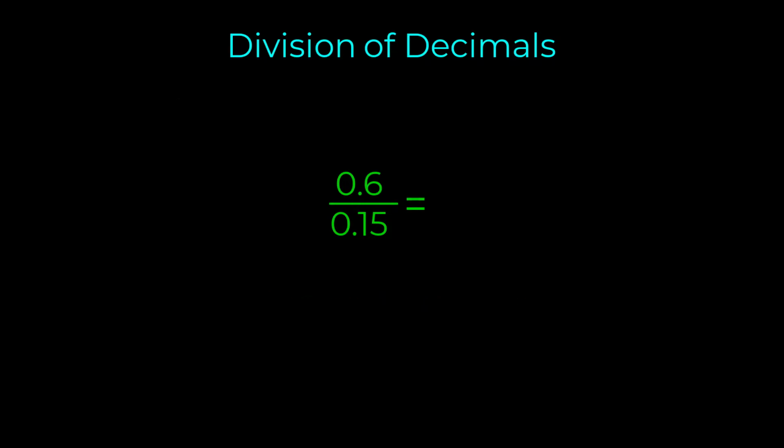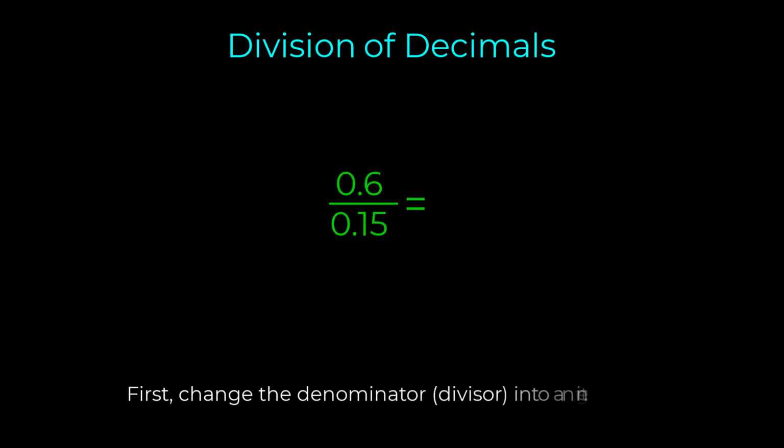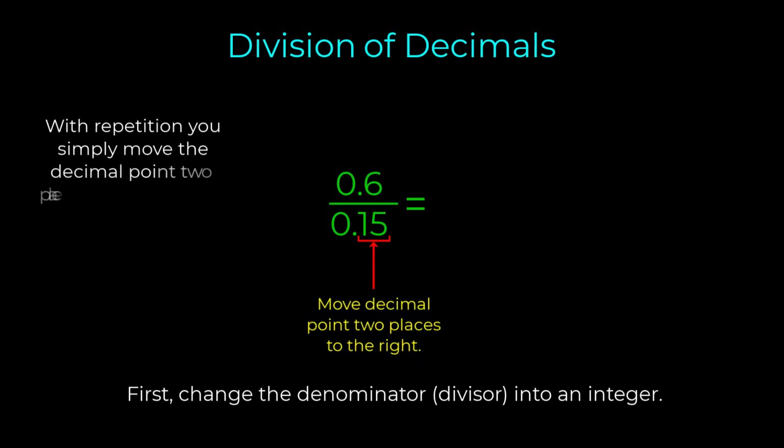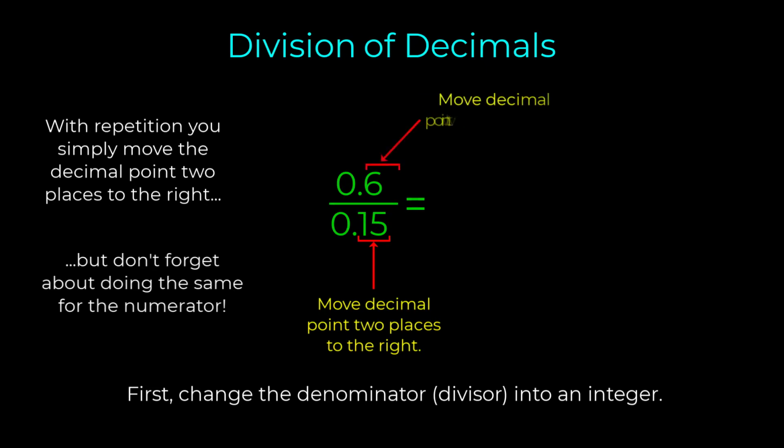Let's work this out. First, we need to change the denominator to an integer. That means moving the decimal point over 2 places to the right. This is equivalent to multiplying the denominator by 100, but if you have done enough of these problems, you become comfortable with simply moving the decimal point over 2 places with the understanding that you must also move the decimal point in the numerator 2 places to the right.